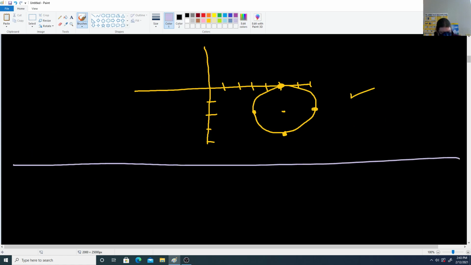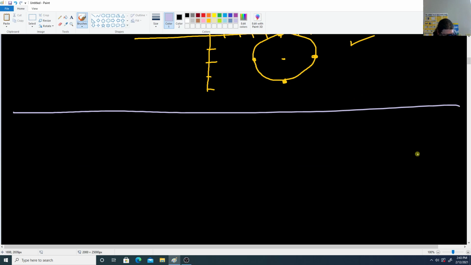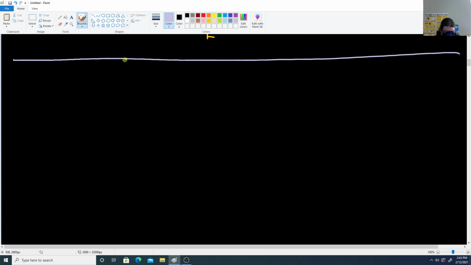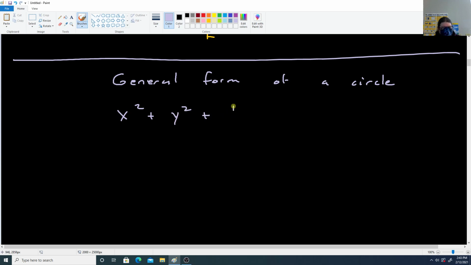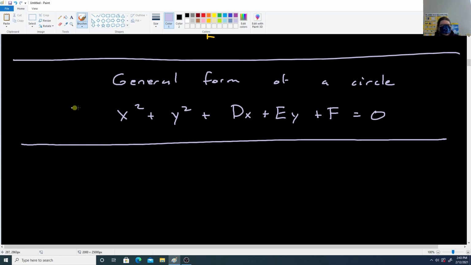Okay, so moving along. We get this form called the general form of a circle. The general form of a circle is x squared plus y squared plus dx plus ey plus f equals 0. It's basically just the standard form, but you FOILed it out. So the next two problems we're going to look at deal with going from general form, or very close to general form, back to standard form.